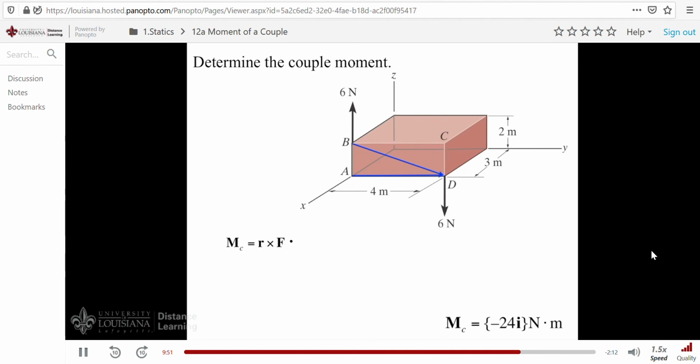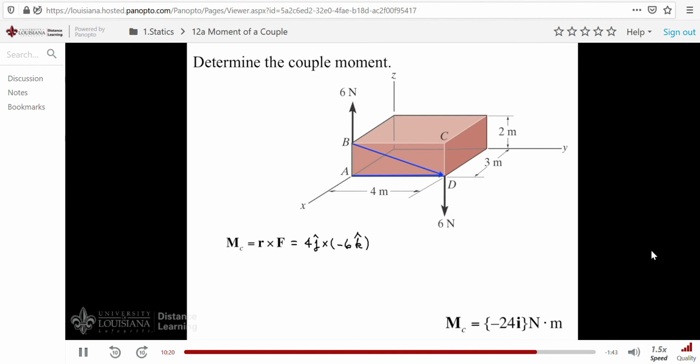And so in doing it, I simply write this out as r, in this case, 4j, and I'm going to cross it with what? This vector, right? Minus 6k. Obviously, when you work this out, 4 times minus 6 is minus 24, and j cross k is equal to i. So I get my result.